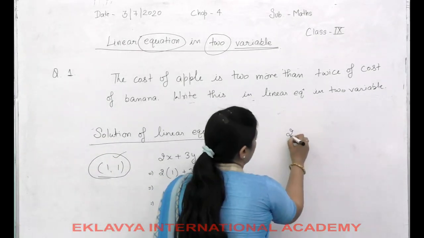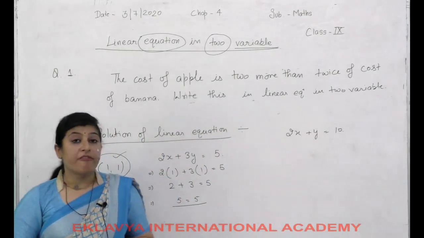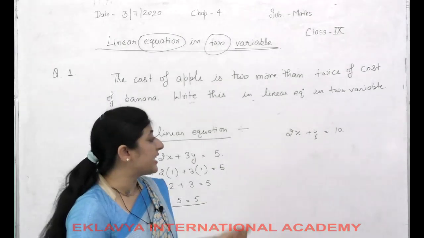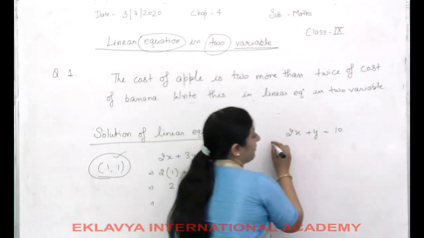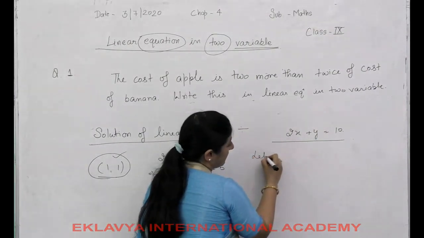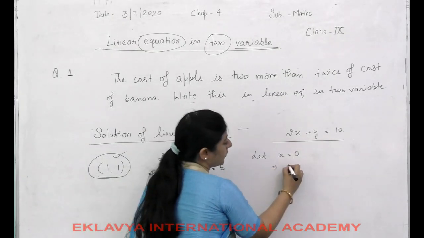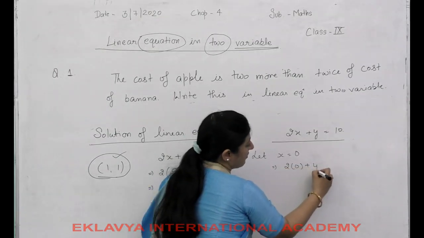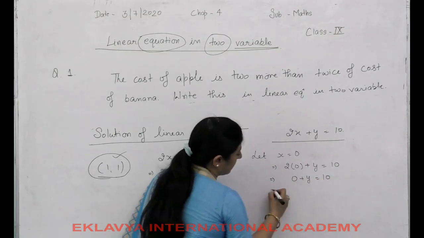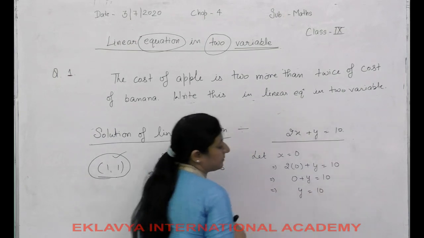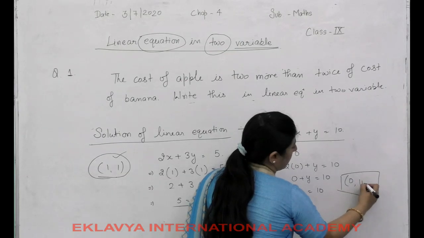Suppose I write 2x plus y is equal to 10. Now my question is, find 4 solutions for this linear equation in 2 variable. Then how to find the solutions? We'll start. Let x is equal to 0. Put this value in: 2 multiplied by 0 plus y is equal to 10, 0 plus y is equal to 10, y is equal to 10. It means our first solution is 0, 10.